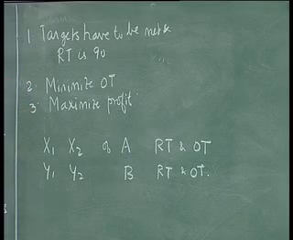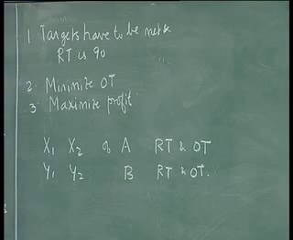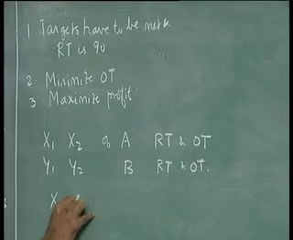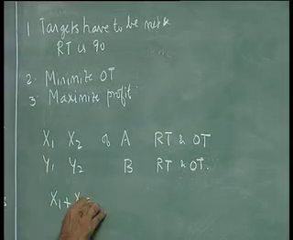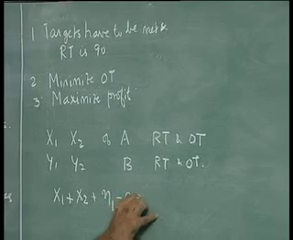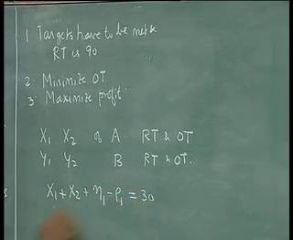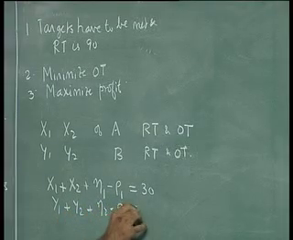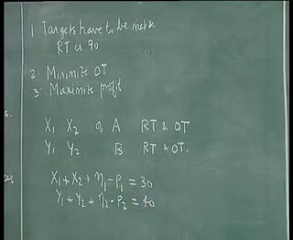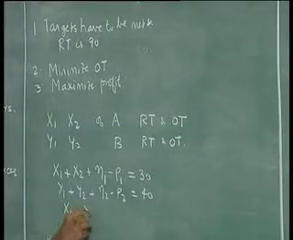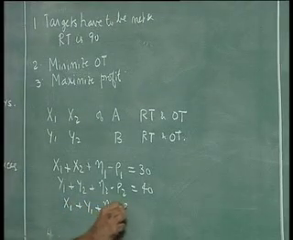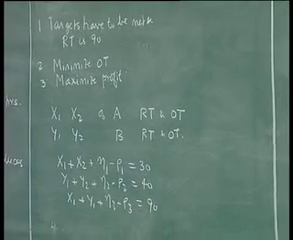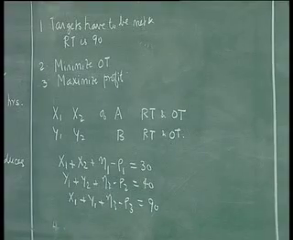So, the target has to be met is given by this: x1 plus x2 plus eta 1 minus rho 1 is equal to 30, and y1 plus y2 plus eta 2 minus rho 2 equal to 40, and x1 plus y1 plus eta 3 minus rho 3 equal to 90. 90 is the regular time availability, and these are your rigid constraints. Okay.